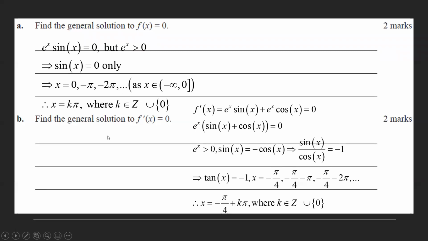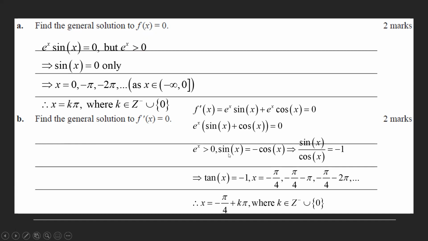So, derive this function using product rule. It is e^x times sine x plus e^x times cos x. When this is equated to 0, take out the common factor e^x. e^x is greater than 0, it cannot be 0. So the sine x must be negative cos x, such that the derivative is 0.